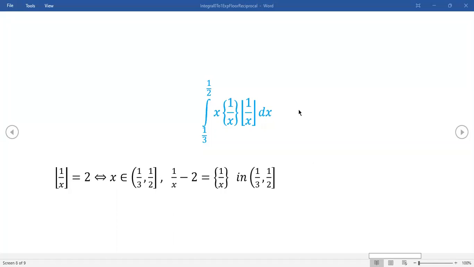Coming to you with an interesting definite integral here. This integral has a lower limit of integration of 1/3 and an upper limit of 1/2, and it reads x times the fractional part of 1 over x times the floor of 1 over x. Now, there's a couple of intermediate results we can state that'll make this a relatively straightforward integral.